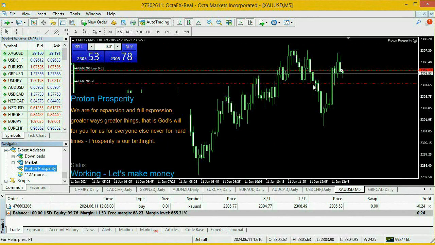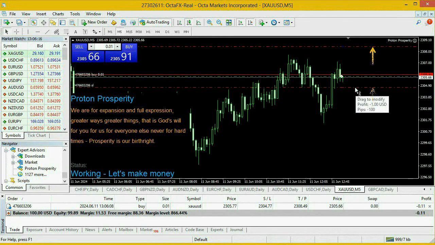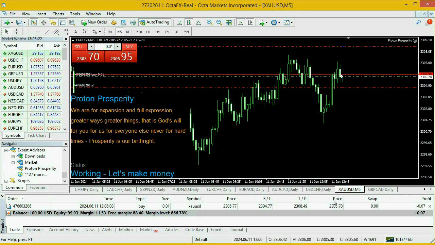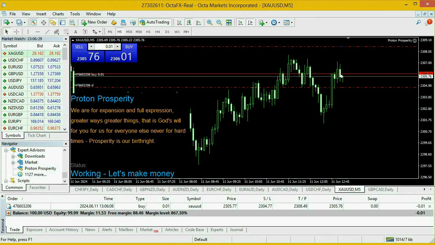Our first trade is on gold. This is our stop loss and take profit. Our risk is only $1. And we stand to make $2.7. A trade can take some time to conclude, so for the consideration of time we will move forward to key moments of the trades.